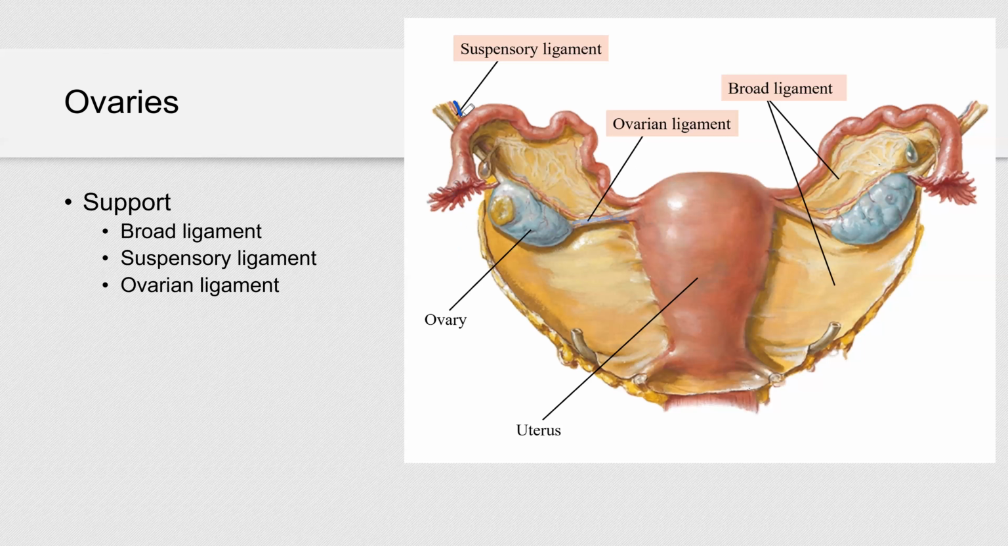We have this one that is the suspensory ligament, and this huge one shown here in a yellow color, right? This is the broad ligament, and the broad ligament is modified peritoneum. So that's a peritoneum that forms the broad ligament, and it supports the uterine tubes, uterus, and ovaries.